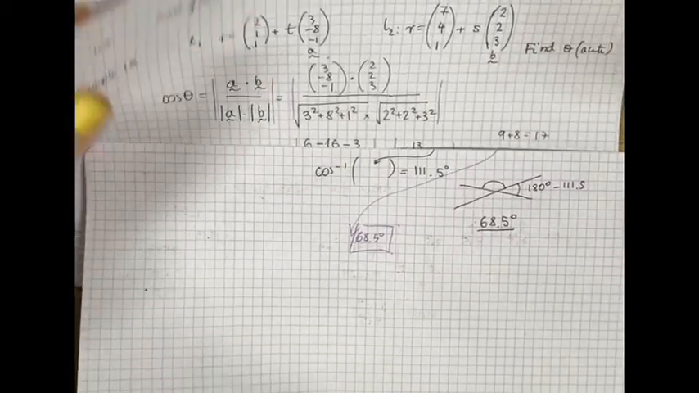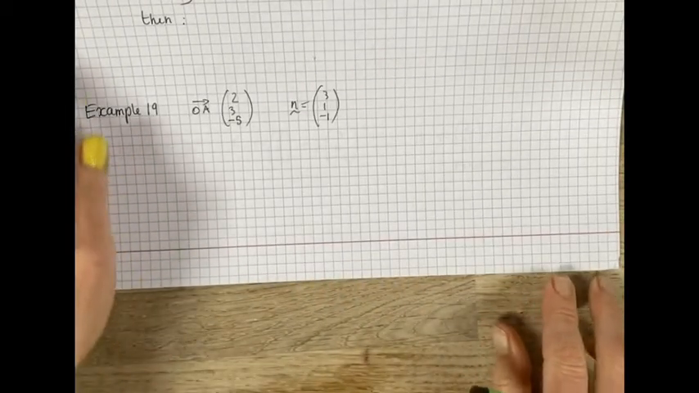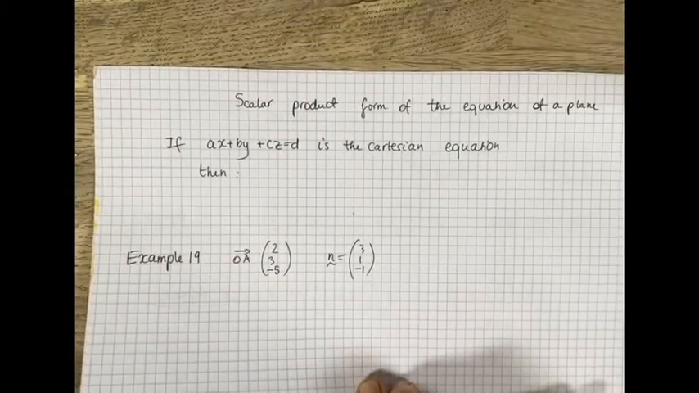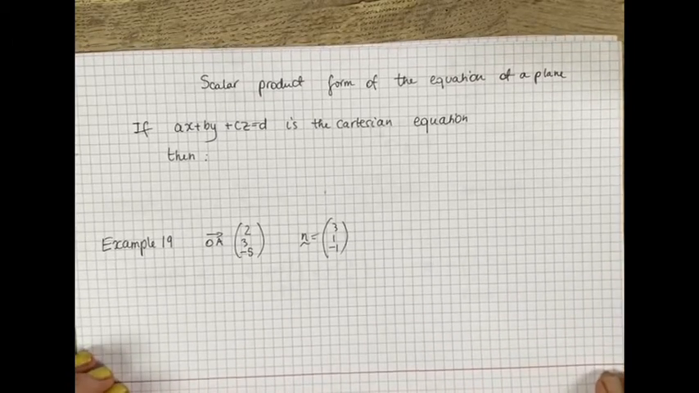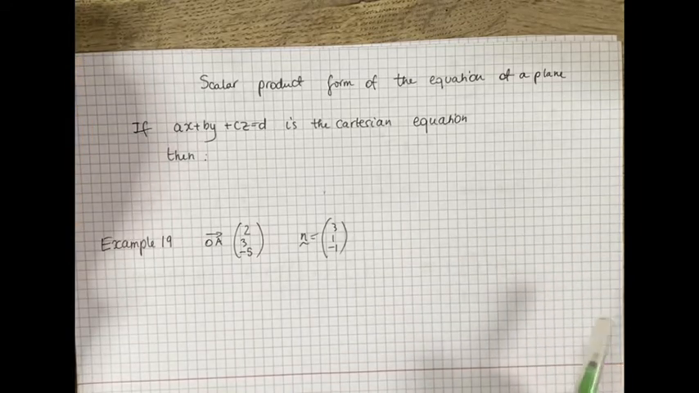Okay, so 9.4, we're going to look at, was that example number 18? Yeah. Okay, so we've got a few examples before the next exercise. So the next idea is scalar product.